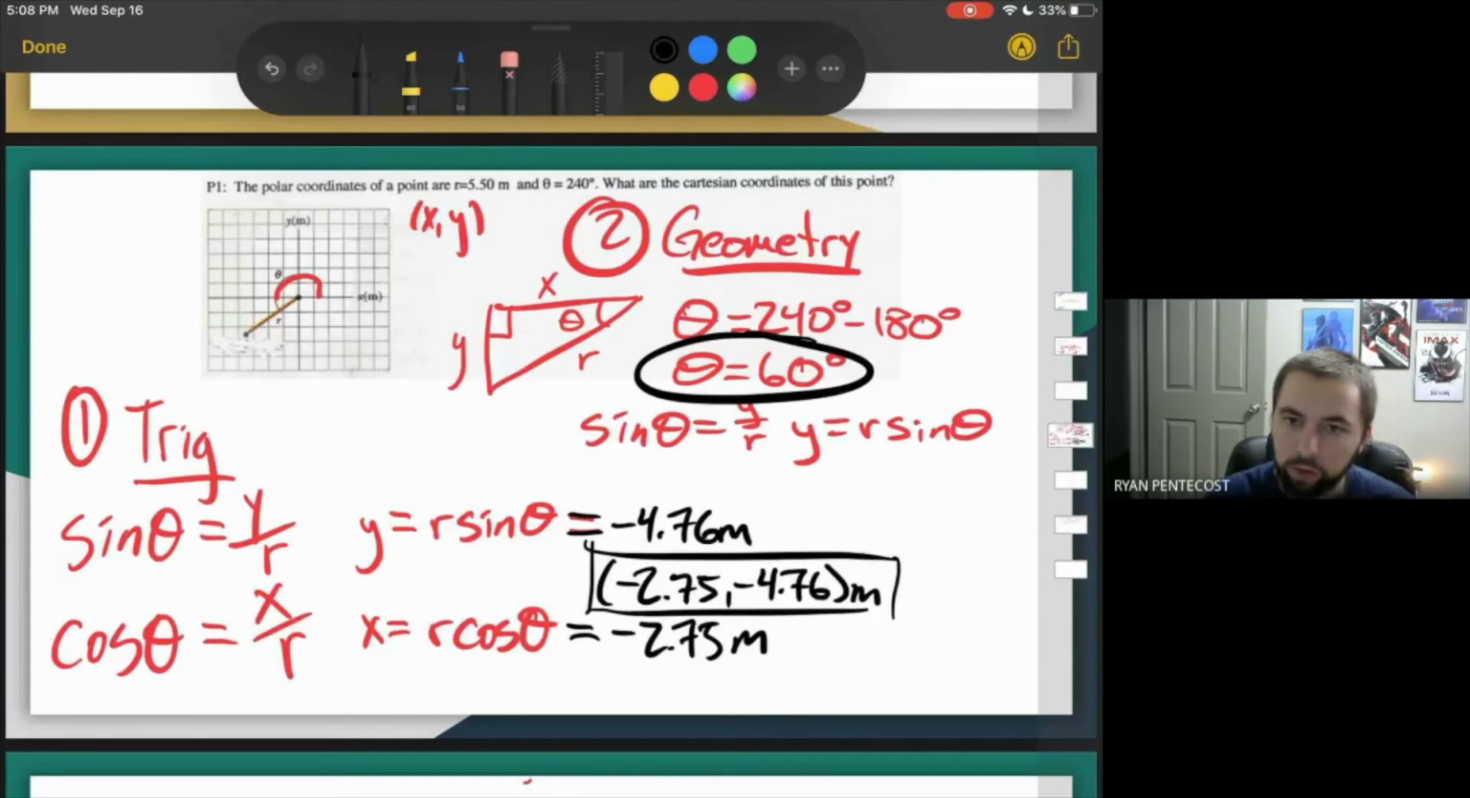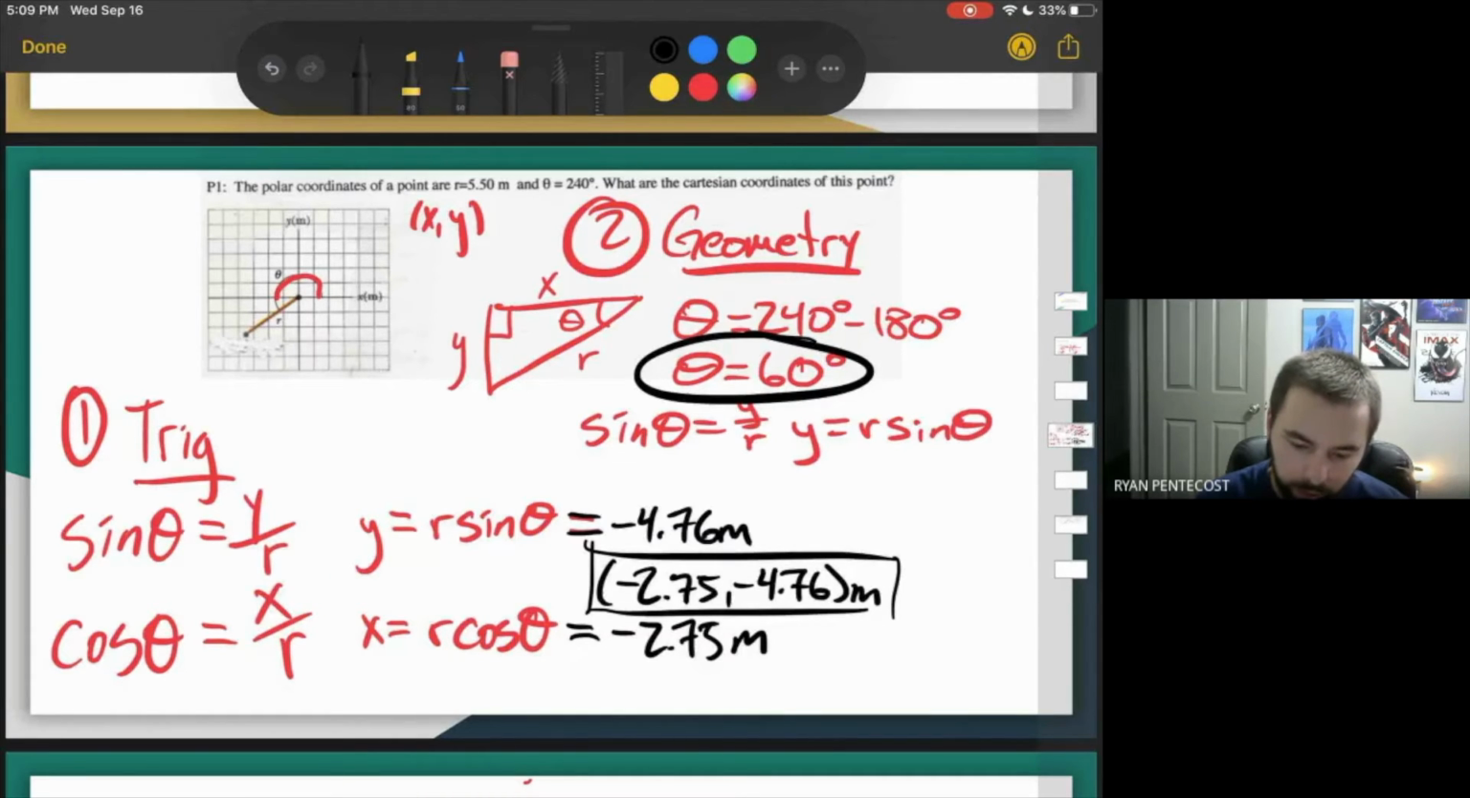Now, if you use the geometry method, you will not get the negatives. The theta being 240 degrees, the trig, I don't want to say the trig knows, but the trig knows that you are in that third quadrant with 240 degrees. So it will give you those negatives.